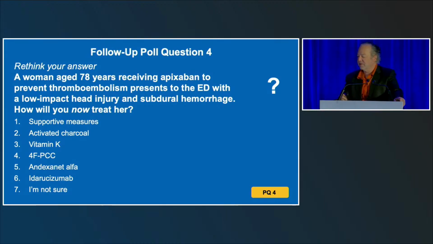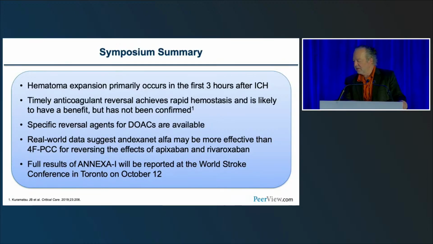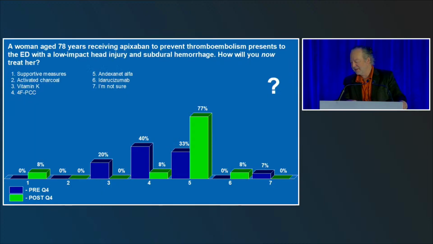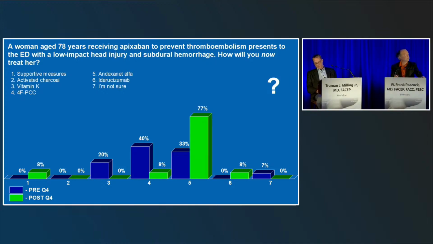So rethink your answer. All right, did we answer that again? I think we did. What? I didn't get to read it. You guys were too fast. There we go. Number 5, andexanet alpha. Good. And some people weren't supportive, which is fair. I can't advance. Oh, somewhere we have a summary slide.